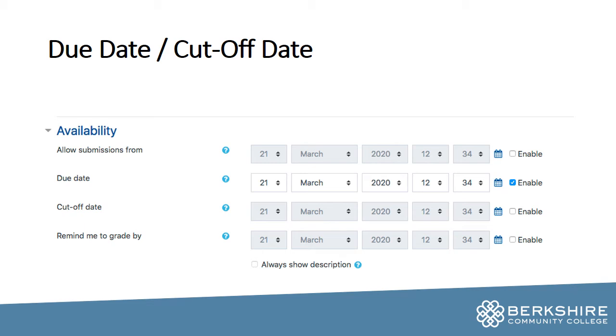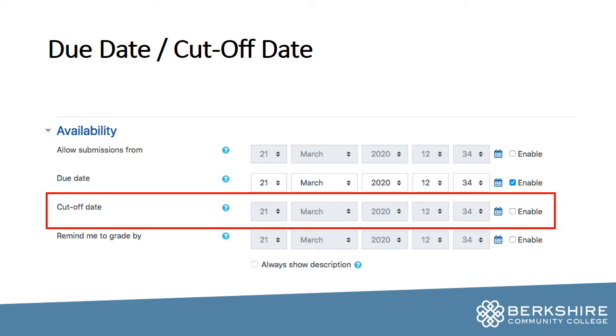If you don't want them to submit late at all, you can consider having a cutoff date. I always call the cutoff date the secret due date. If you enable a cutoff date, it means that after that point, students will not be able to submit to this assignment at all. I usually don't recommend doing this, but you could have a good reason to want to use that setting.